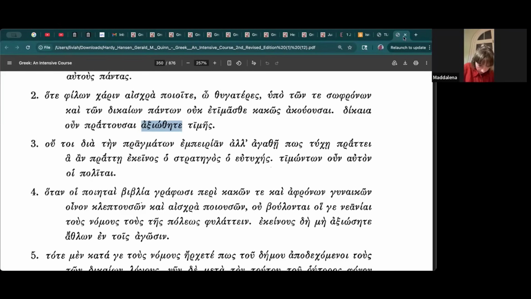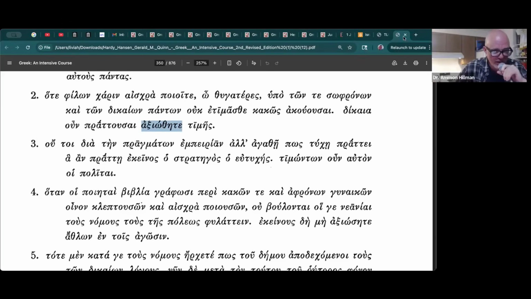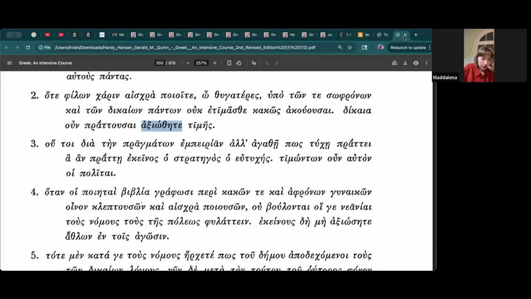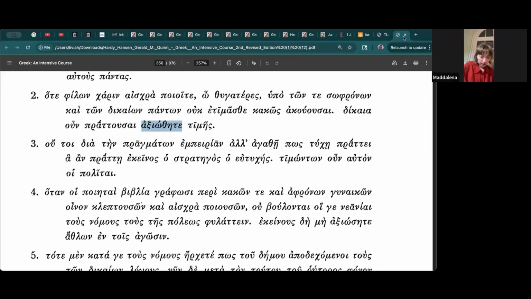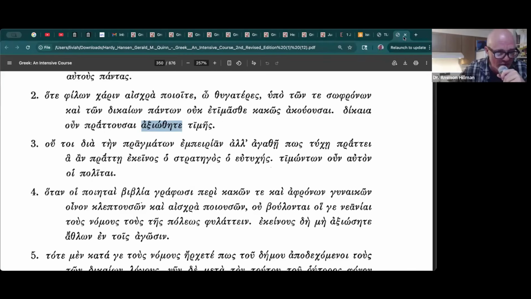Okay, so it would be like "let." I wrote "let them think worthy." No, it's "be worthy." Oh, be worthy. Okay. Be worthy of time, of honor. Now we can add the participle prattousai. It's nominative, so it's the daughters. Doing dikaia, just things. Axiothete times. Doing just things, be worthy of honor.